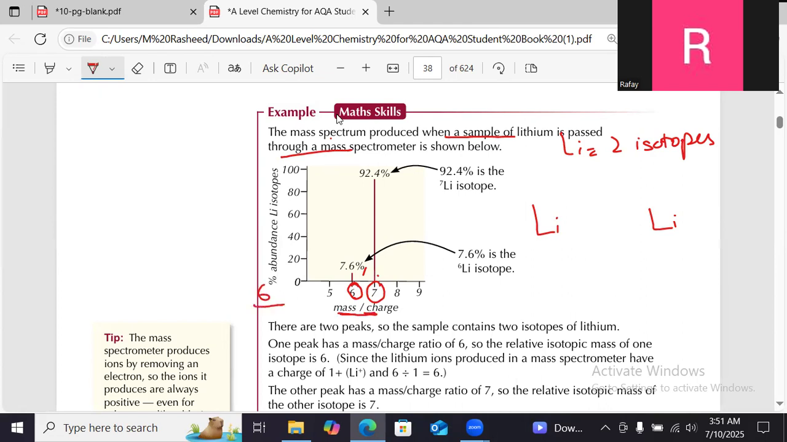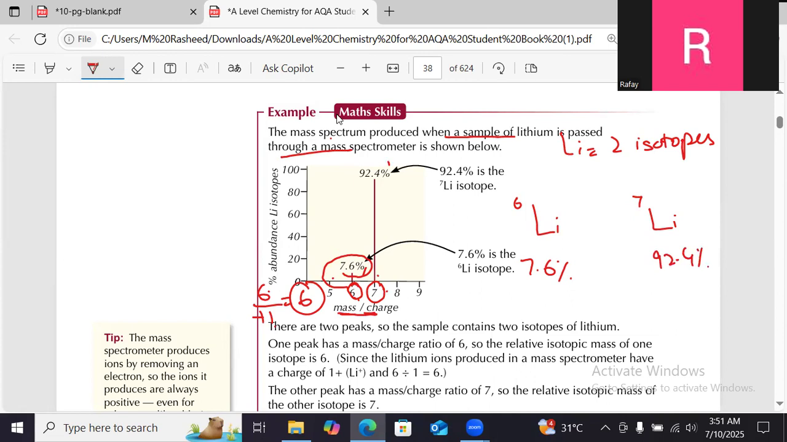The charge is also plus 1. So 6 divided by 1 is 6. Similarly, 7 divided by 1 is 7. So the mass of one lithium isotope is 6, the other is 7. And the relative abundance of the lithium isotope with mass 6 is 7.6%, and this one is 92.4% in nature.